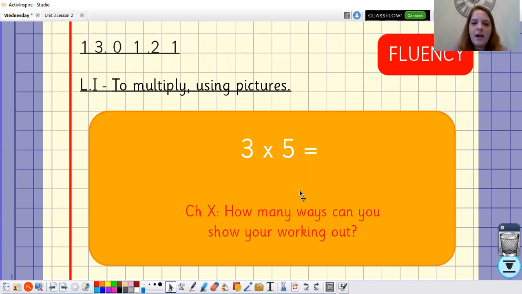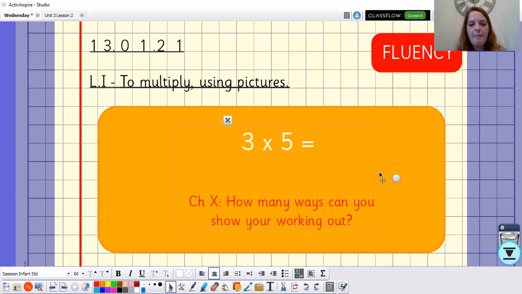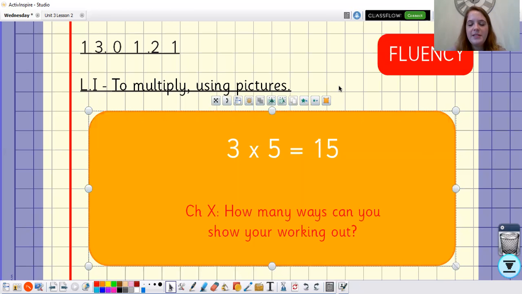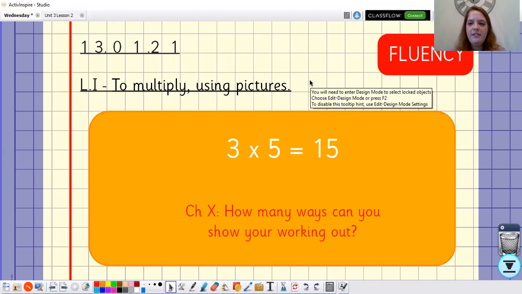Okay, hopefully you've had some time to go through the number sentence and to find the answer. So 3 groups of 5, or 3 multiplied by 5 equals 15. If we were to count in 5s, 5, 10, 15. 3 groups of 5.